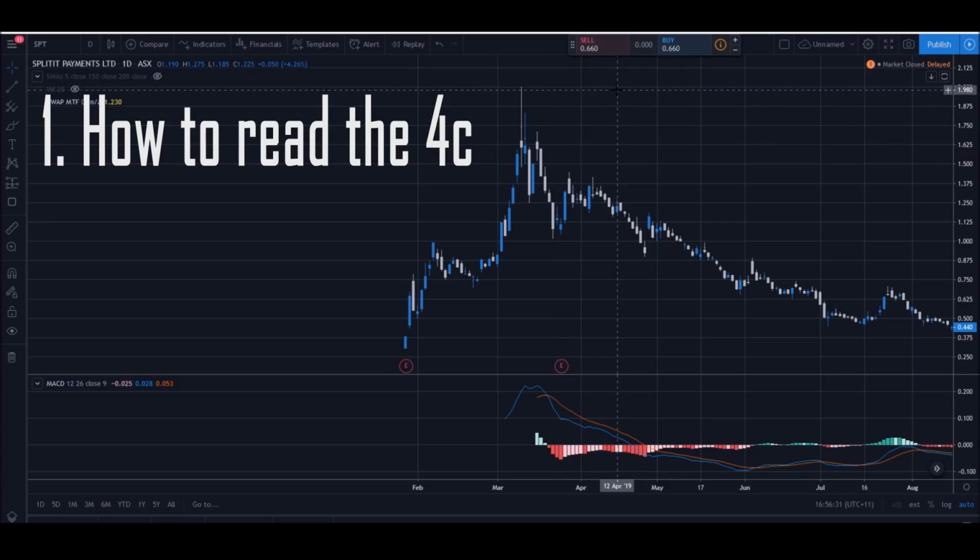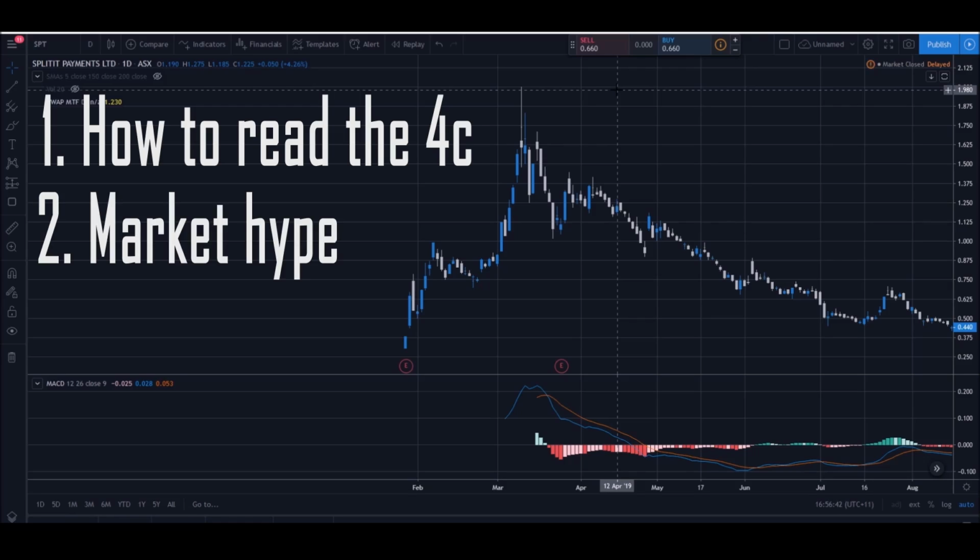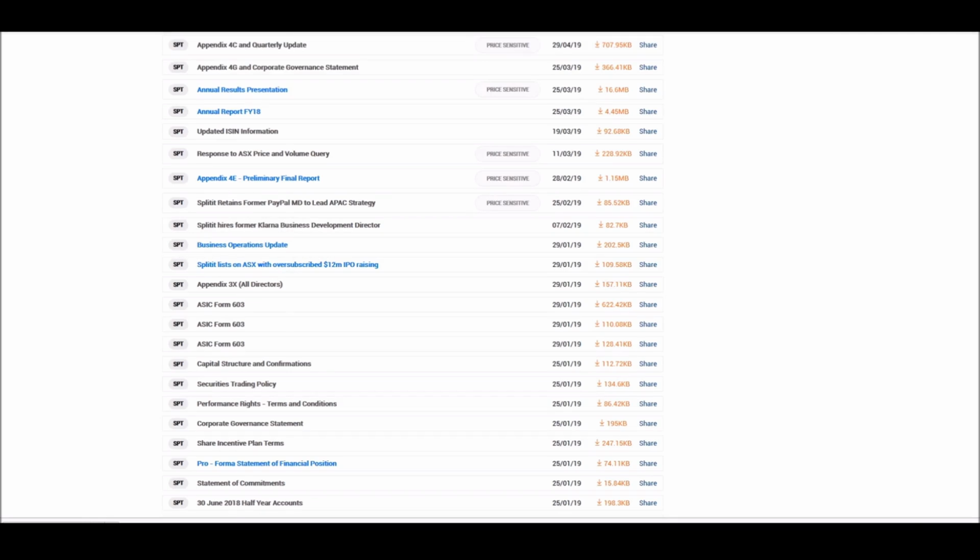One of them is going to be how to read the financial report, following on from stock tip number 1 on how to read the 4C/quarterly. And the second component is looking at market hype and how fundamentals don't necessarily need to line up for a stock to run.